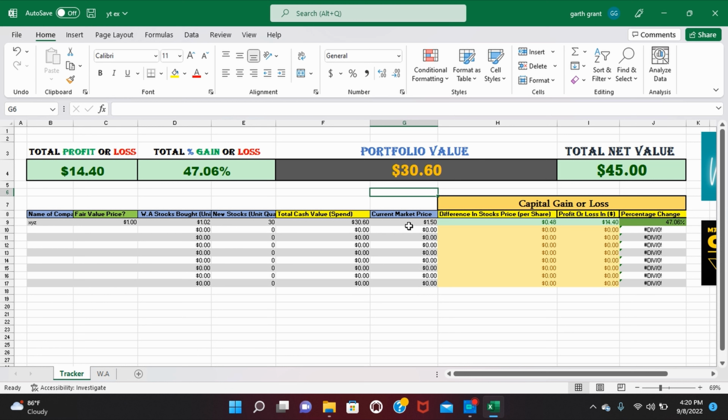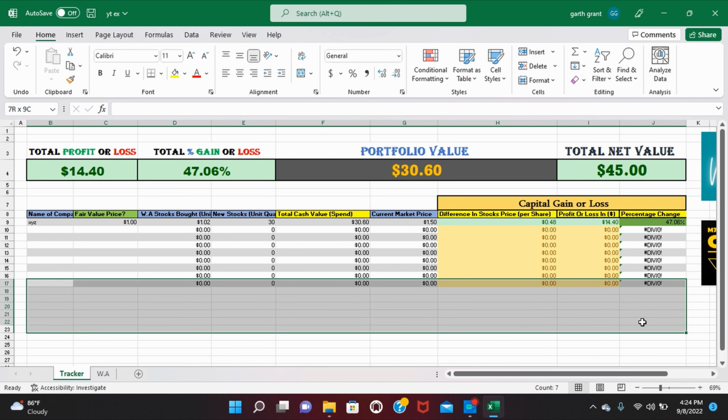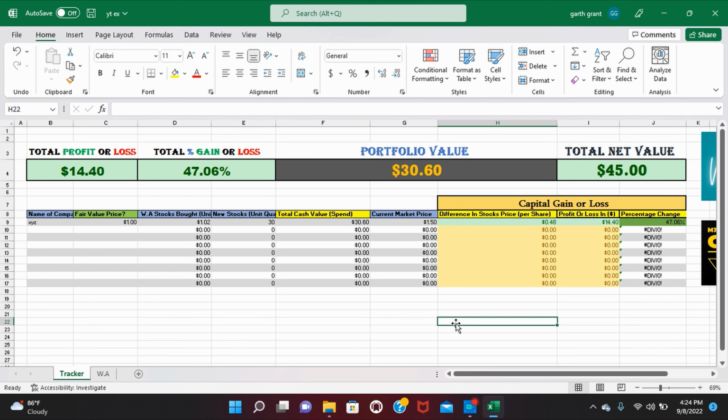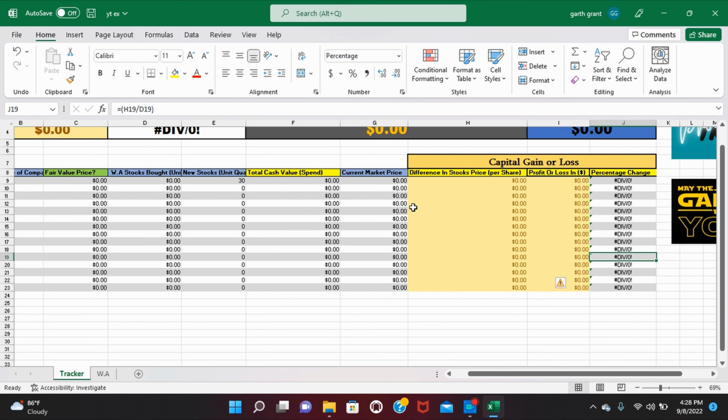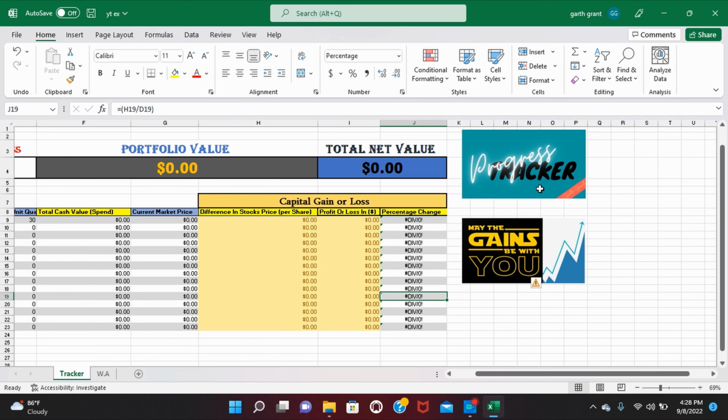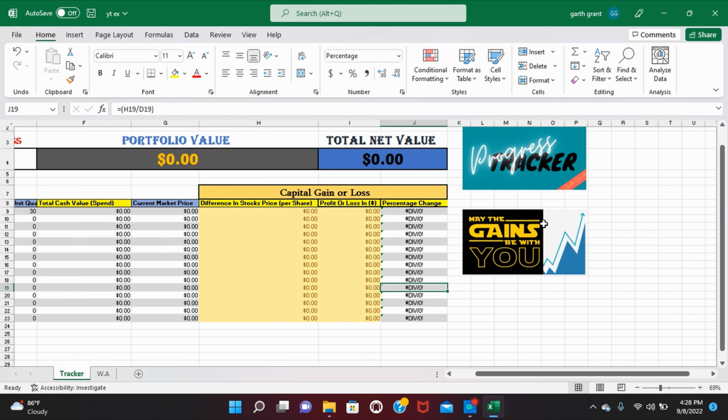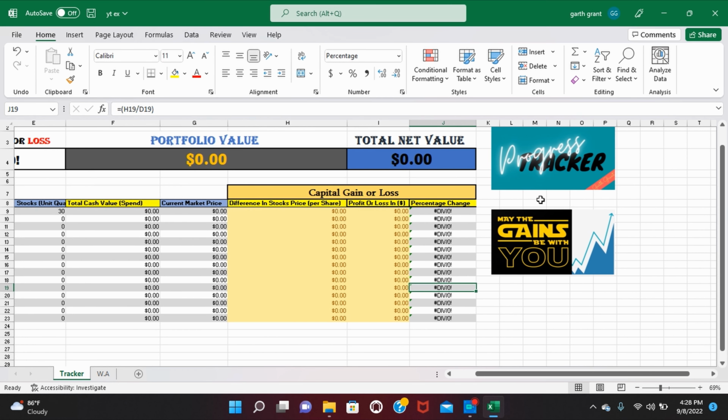So yeah, this is just Excel you can use. You can even use it to track your portfolio, come to think of it. And if you want to have more stocks within your portfolio than this, you can extend it. I might just extend it a bit more for you guys. So now it's a clean sheet. This is like a progress tracker, and yo, may the gains be with you.